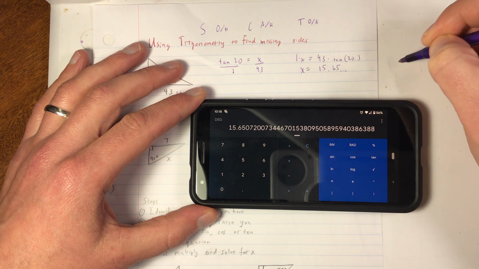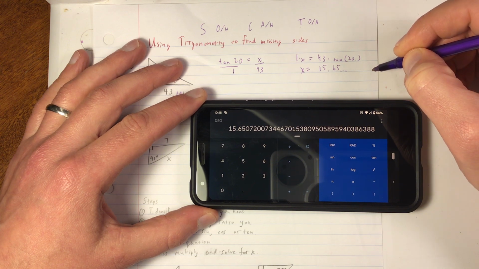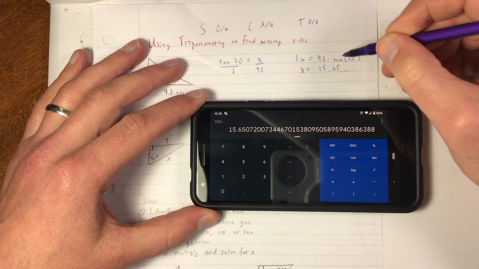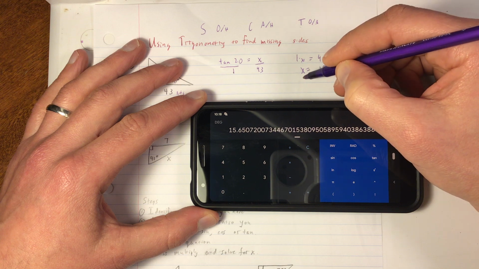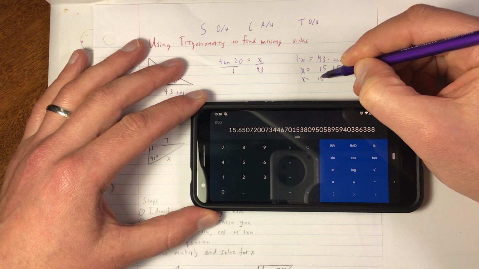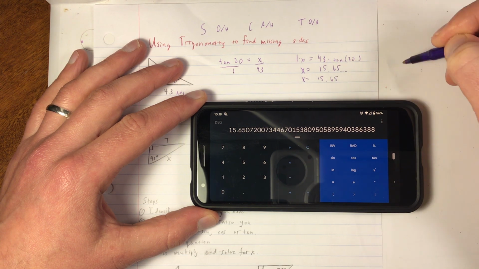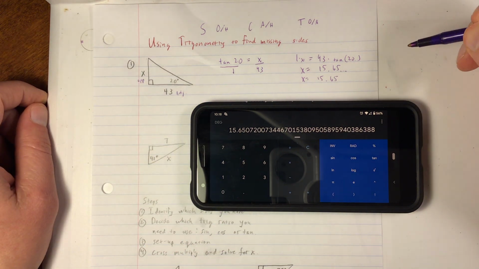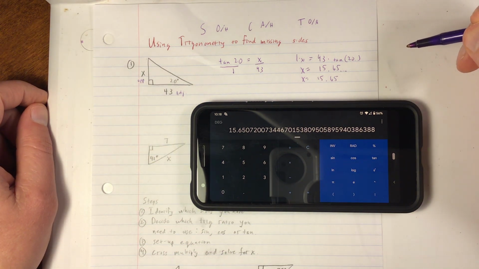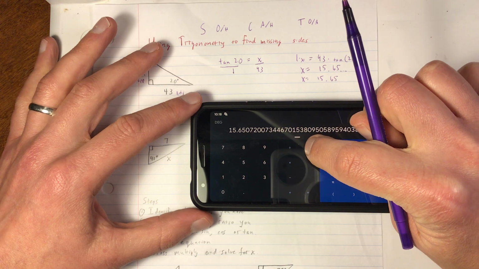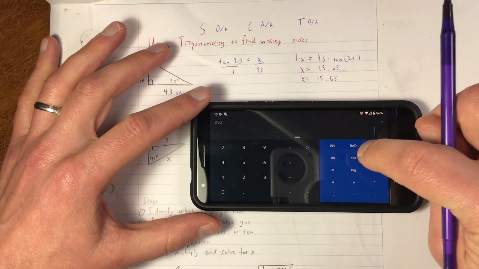I'm just going to put ... there to let people know that it goes on. And depending on where I need to round, I'm going to round 2 places beyond decimal here, so I'll just go with x is equal to 15.65. And you're done. That's it. Seriously, that's all you got to do. Make sure you put those numbers in the correct order, though.